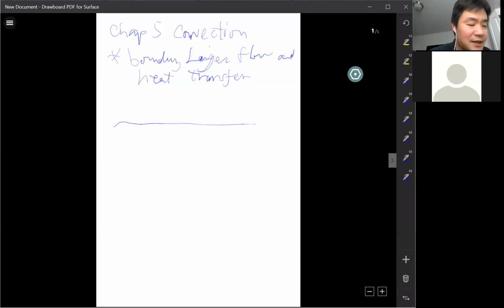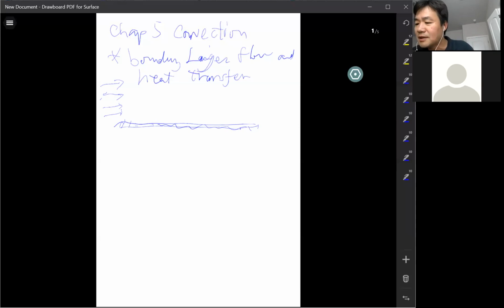So what is the boundary layer? What does it look like? Let's say this is a flat surface. Boundary layer flow means this: you have a main flow entering the flat surface. Before it reaches the surface, it's a uniform flow. Now it goes over the surface, right? The surface is, of course, heated, so there will be heat transfer into the flow on top of it. But first, we need to know what the flow looks like.